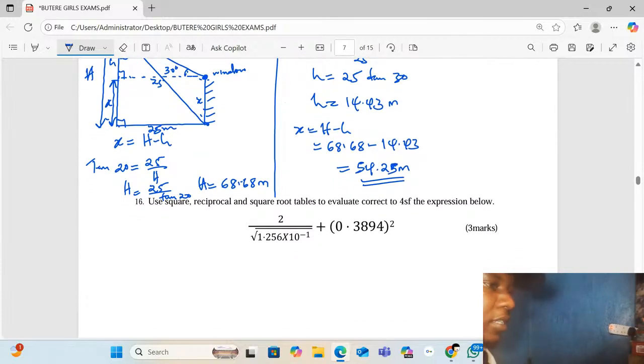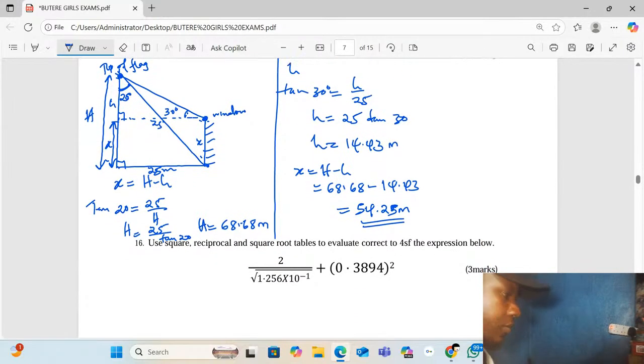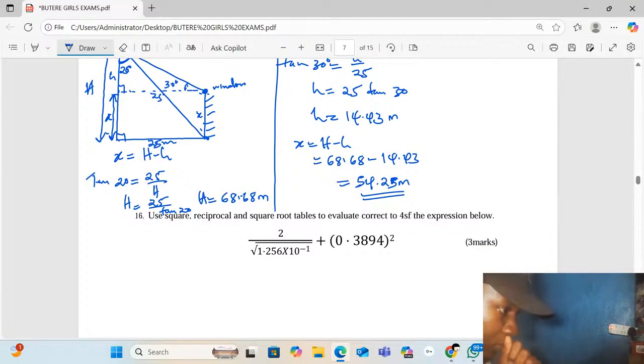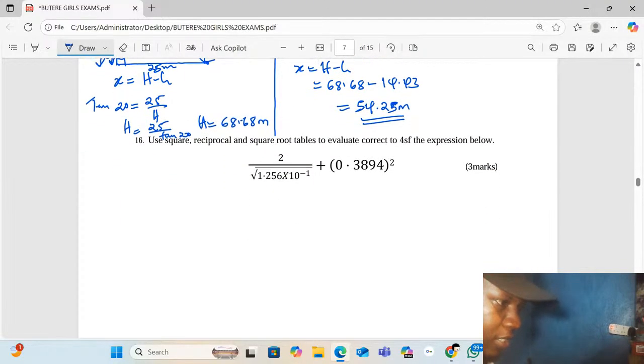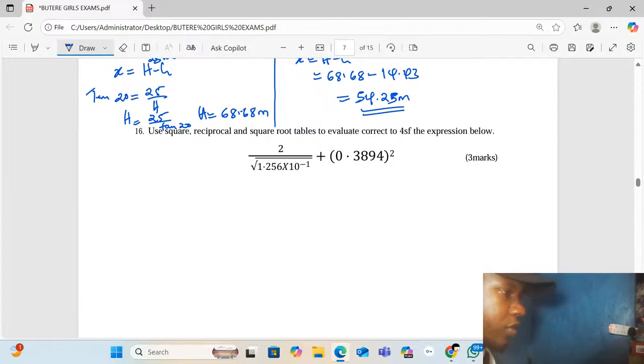Then that is how you get your 3 marks. Let's move to question number 16, the last one in this section. They're saying use square, reciprocal, and square root tables to evaluate, correct to 4 significant figures, the expression below. You should not forget to express it in 4 significant figures.